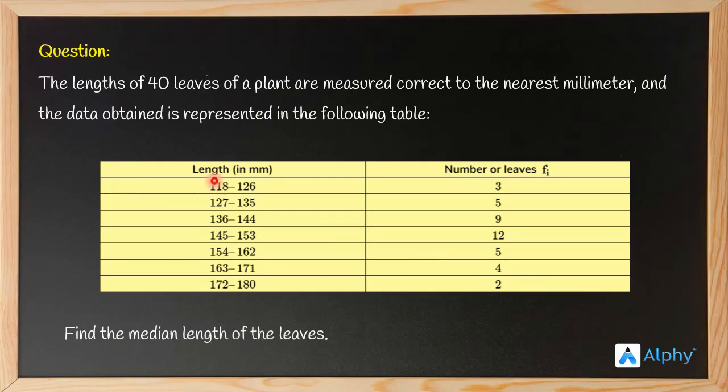Now we are given the length in millimeters which are represented in the form of class intervals, and the number of leaves here represents the frequencies. We are required to find the median length of the leaves.